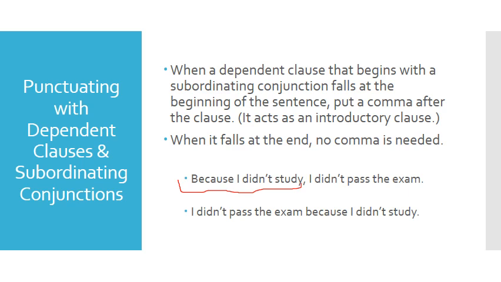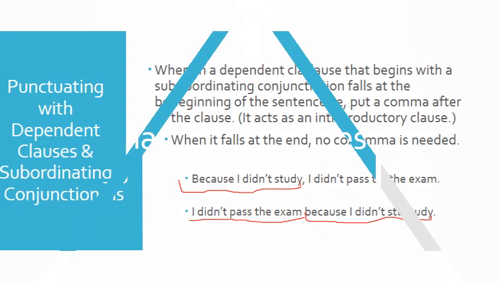The second example, I switched them. I didn't pass the exam because I didn't study. I didn't pass the exam here is the independent clause. And the dependent clause starts from the subordinating conjunction to the end of the clause, because I didn't study. So I started with the independent clause. Okay, did I add anything here? No comma is needed. I didn't add any comma here. So when we start with the dependent clause, we add a comma after the dependent clause. But when we start with the independent clause, we do not add a comma in the middle.